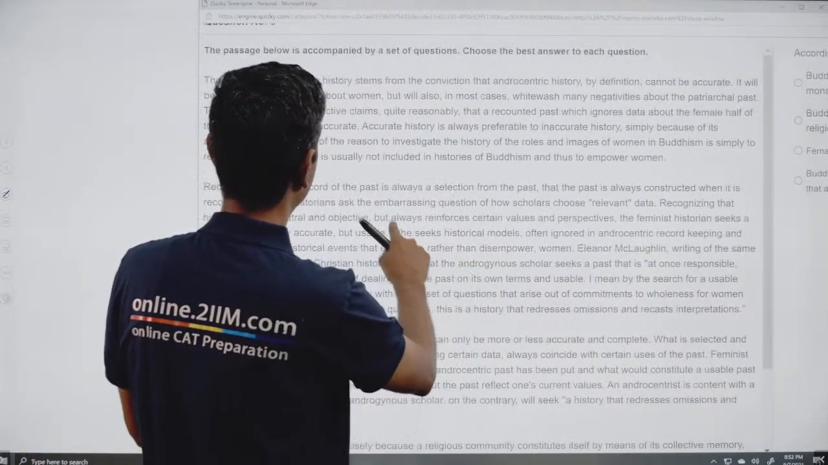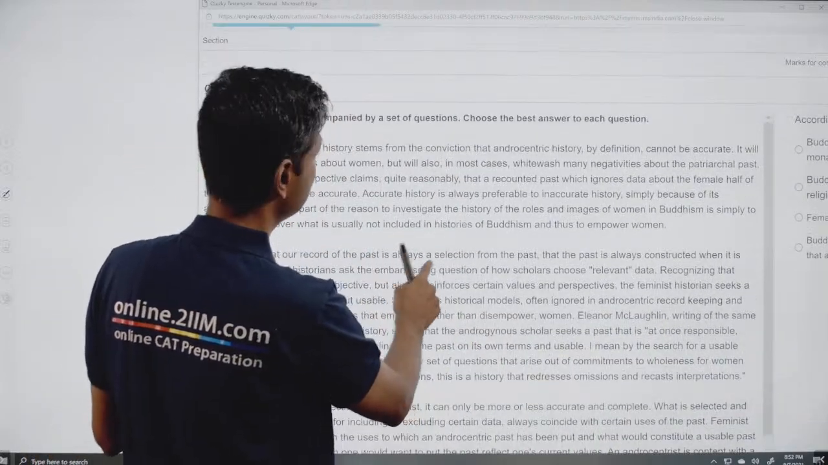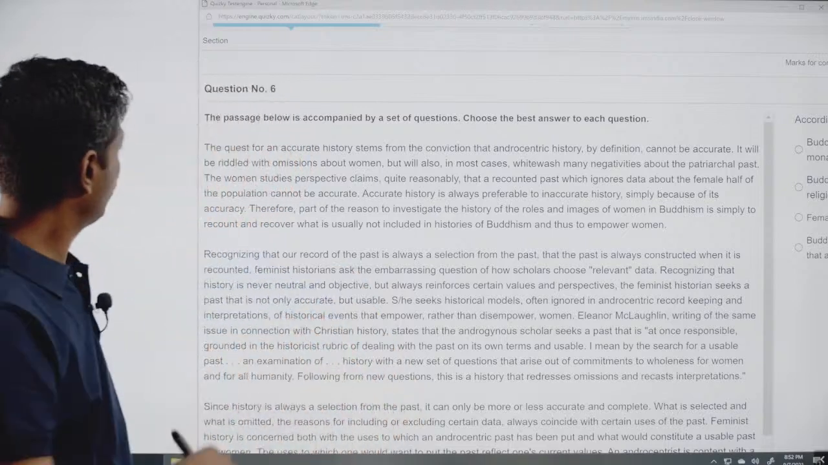Let me read a few sentences of the passage and then we'll take a decision after that. I hope you can see this.